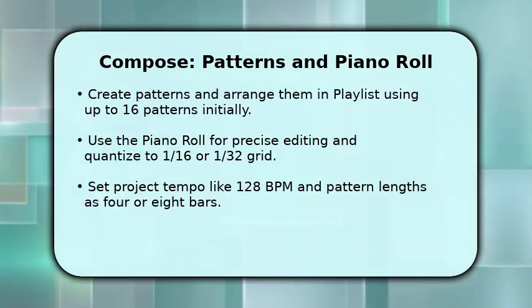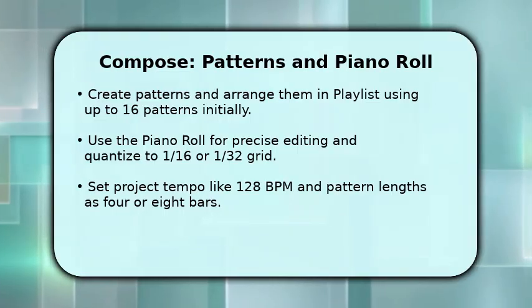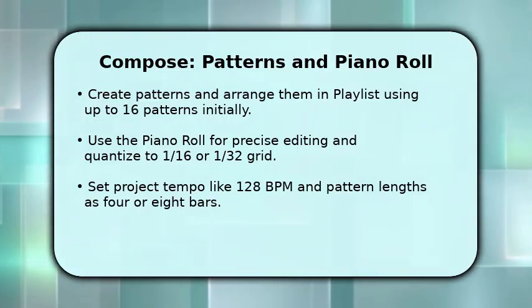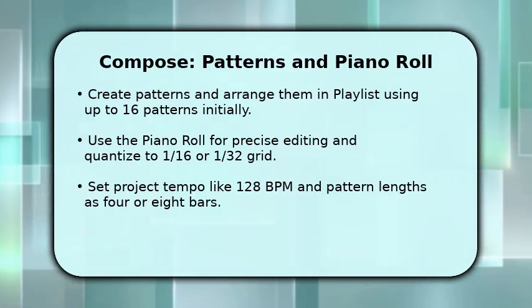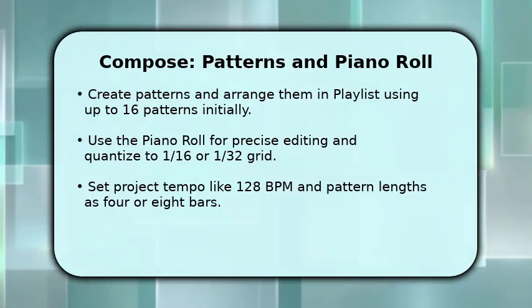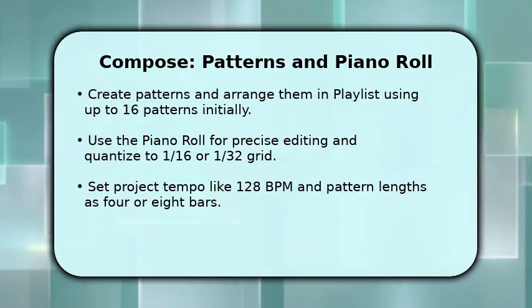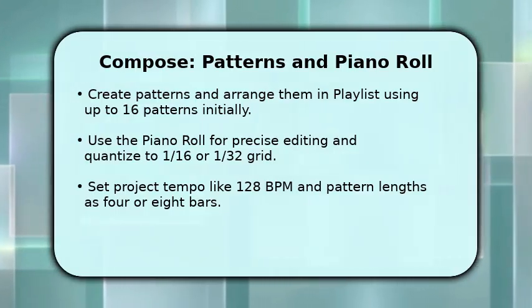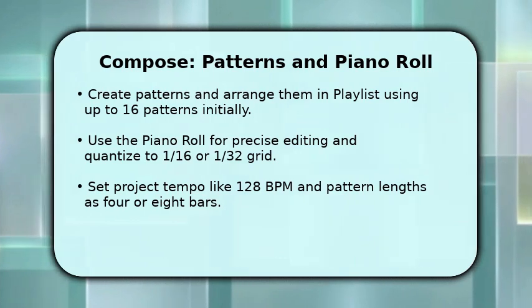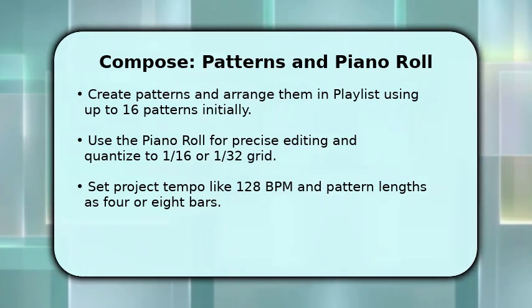Use the piano roll to draw notes and quantize to 1/16 or 1/32 for tight timing. Name tracks and color code them to organize up to 16 patterns initially. Set the project tempo to a number like 128 BPM for dance genres. Arrange patterns in the playlist using 4 or 8 bar pattern lengths to build sections.